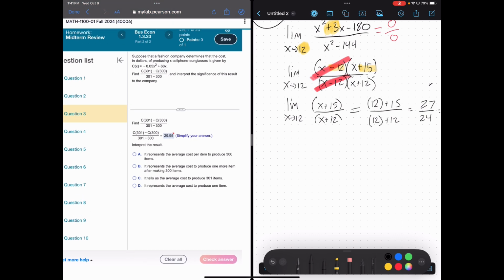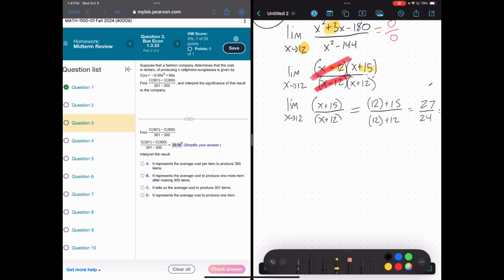So in that case, which one of these is correct? It tells us how much it costs to make one more item after making 300. Okay, so why one more item? Because there's a few of these that look at A. A sounds pretty similar. It represents the average cost per item to produce 300 items. Why are we looking at B and not A?